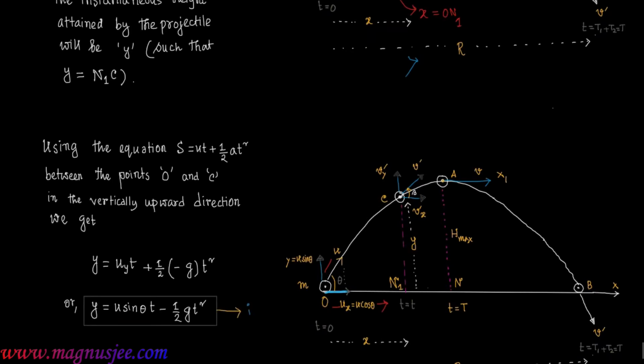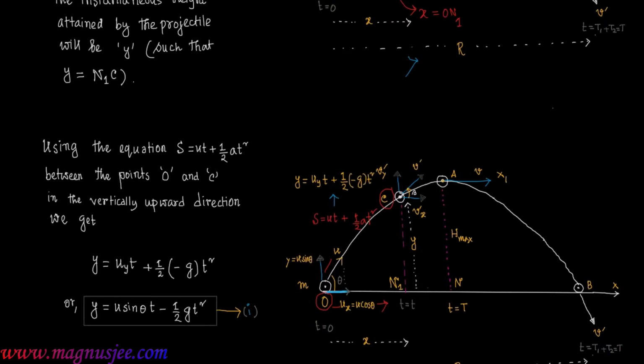This is equation 1, and this is the vertical displacement of the projectile at the point C at instant t equal to t second. Using the equation s equal to ut plus half at square between the two points O and C for the parabolic motion of the projectile, we get y equal to uy into t plus half into minus g into t square.